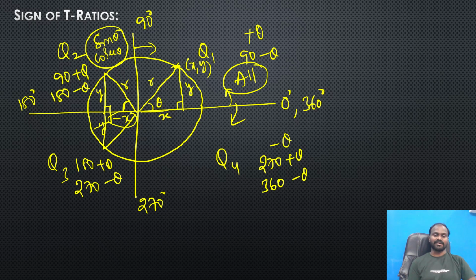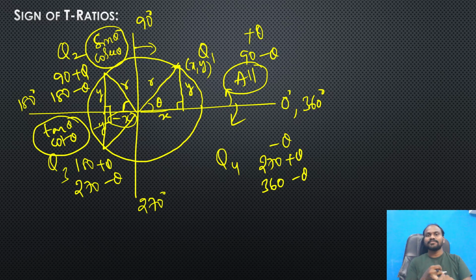So negative x, negative y. If you look at the tan formula, opposite by adjacent, both are negative, so it is positive. So tan is positive, and its reciprocal is also positive. So tan and cot are positive in the third quadrant. Why? Because opposite and adjacent have the same sign, both are negative. And if you look at sine, cos, secant or cosecant, any one of them only has a negative, so it will be negative, because the radius is always positive.